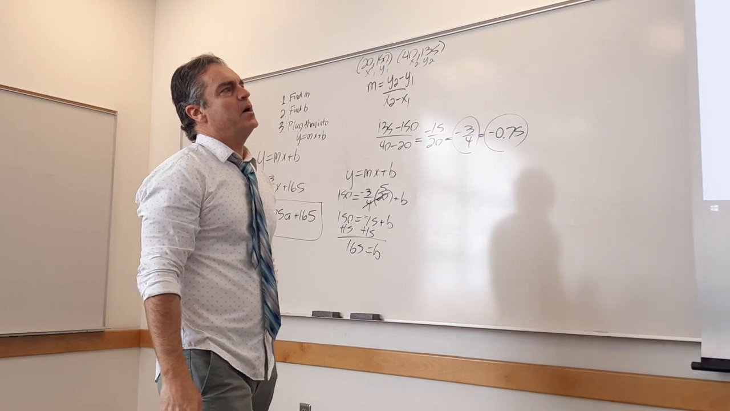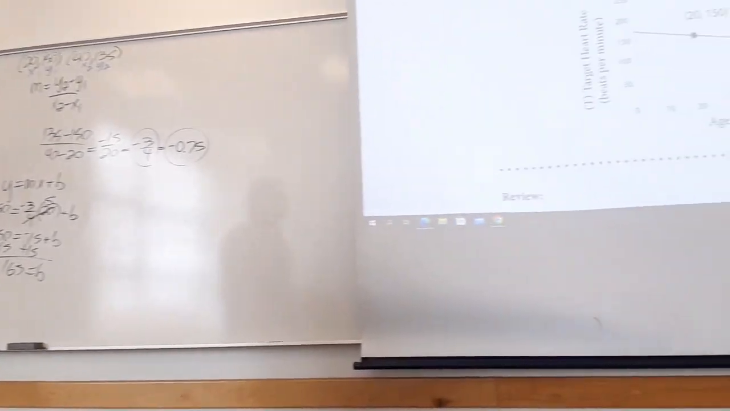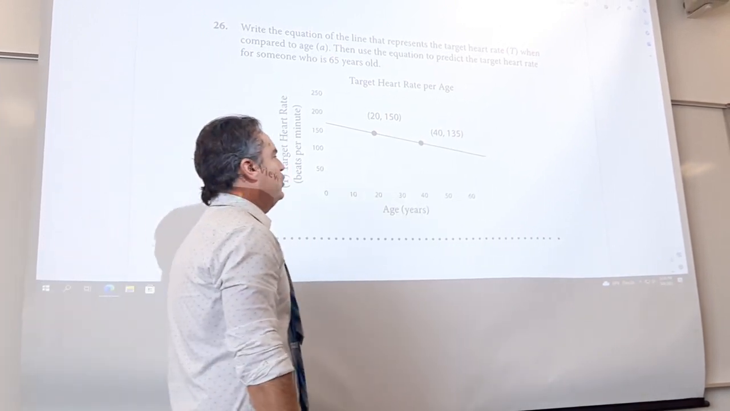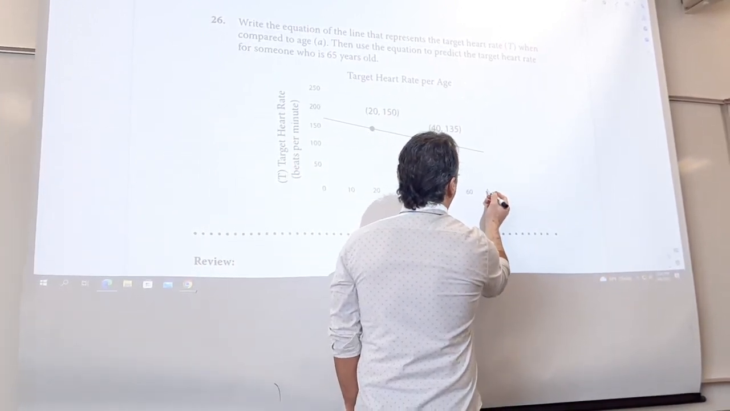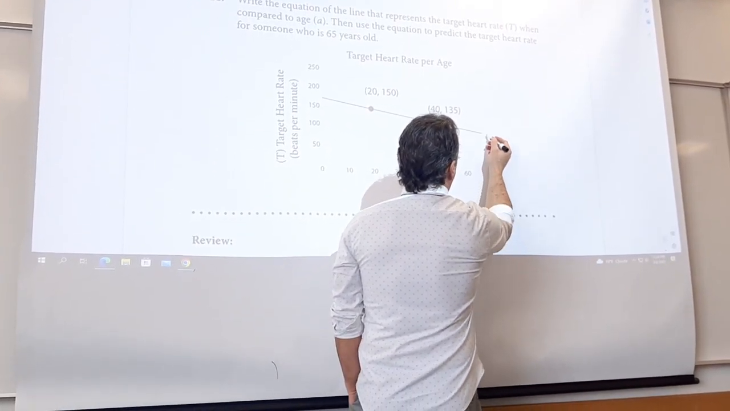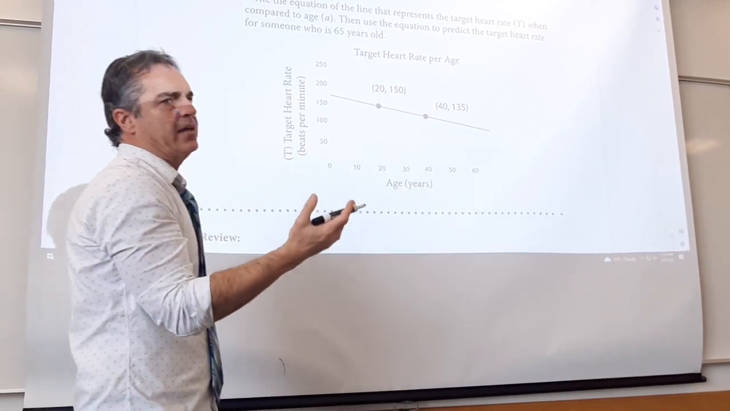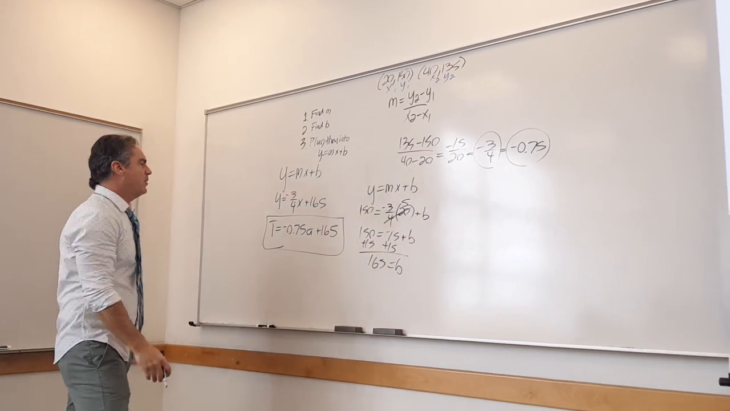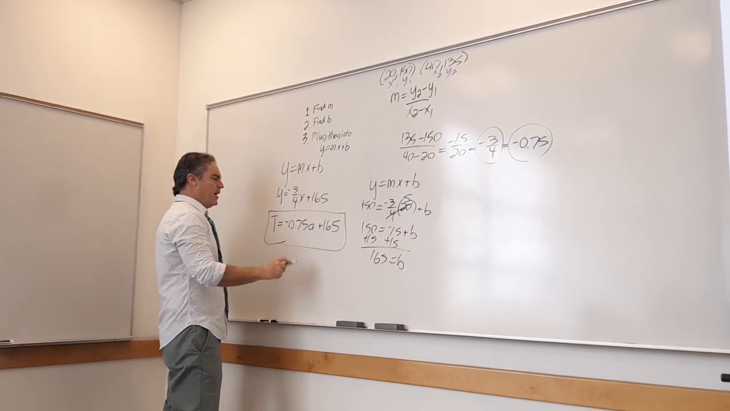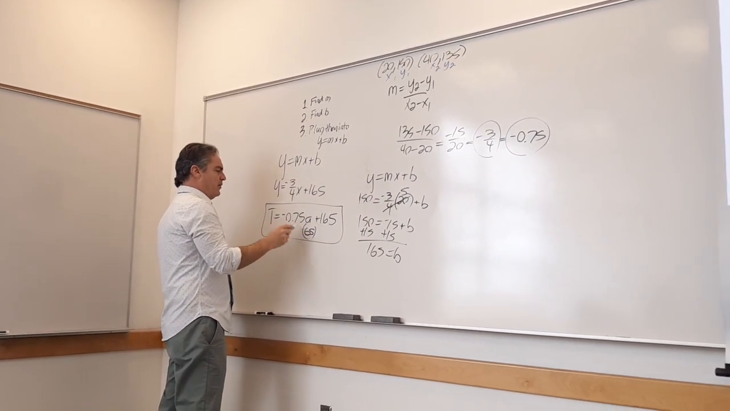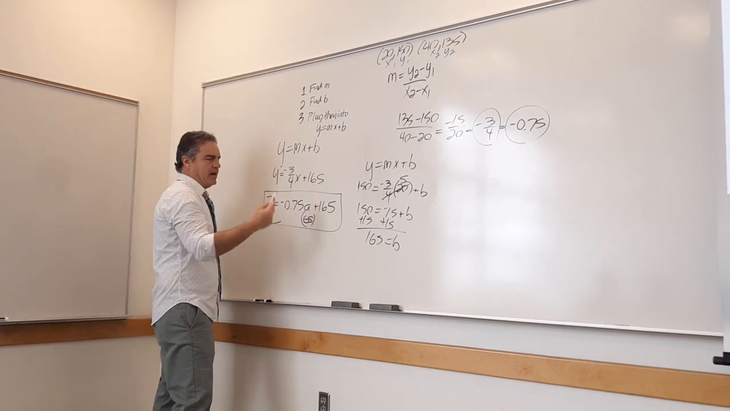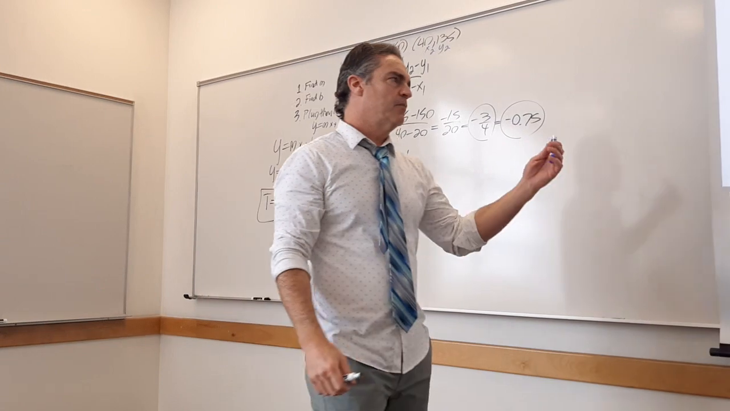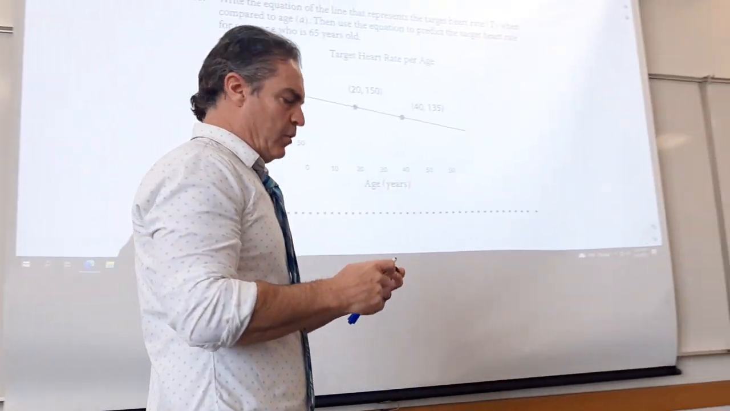The last part of this question says, let's use the equation to predict the target heart rate for someone who is 65 years old. Well, you could look at this and be like, 65 is about right in here, and you could kind of look there, but you're never going to know exactly what it is until you plug it in. Where are we going to plug 65? For A. We're going to put it right in there. Multiply those two, add 165 to it, you'll have your target heart rate. I'm going to let you do that at home, okay? Because the answer's in the back of the book to this, and I want you to get that experience.